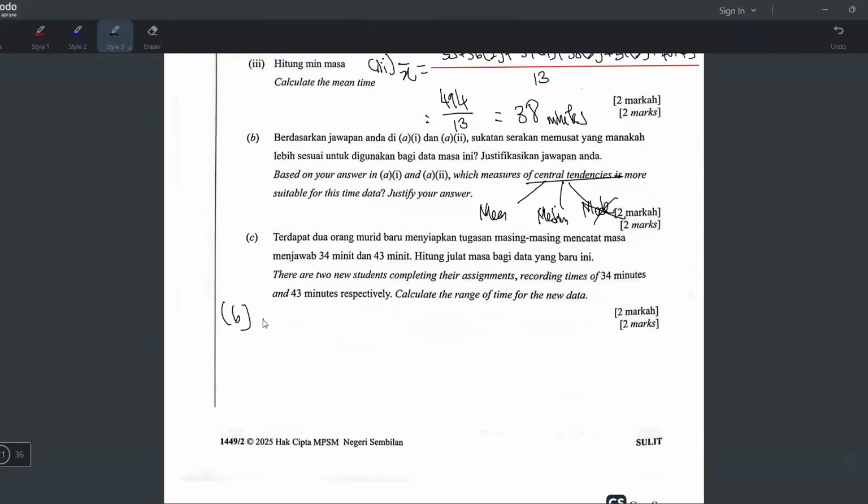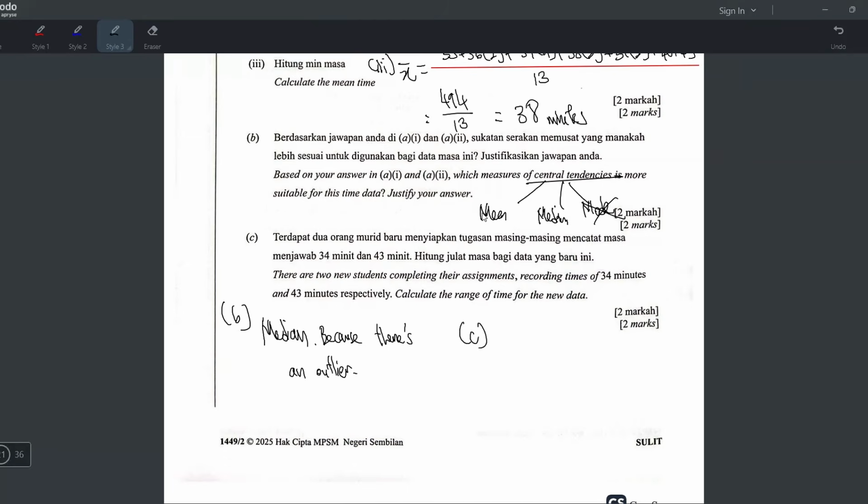So I will just write here median, and justify your answer. The reason is because there's an outlier, or you can write extreme value also. Outlier and extreme value are the same thing.